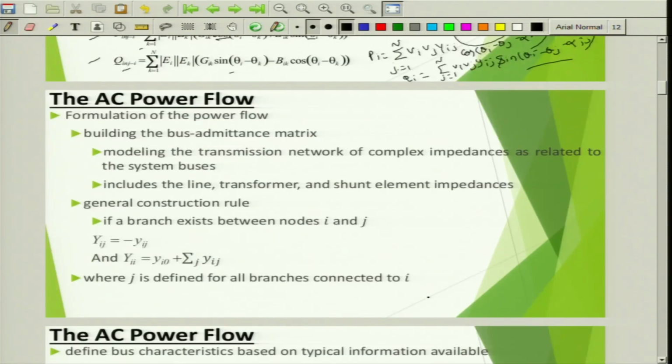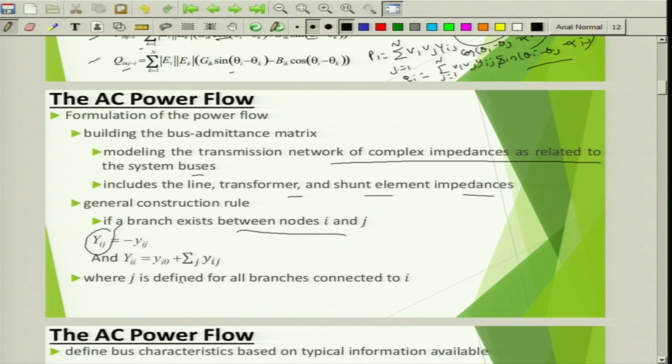So, building the bus admittance matrix, this is very important. To solve any load flow analysis, the bus admittance matrix needs to be known. Modeling the transmission network of complex impedance as related to the system buses includes the line, transformer and shunt element impedances. The general construction rule: if a branch exists between nodes i and j, then Yij is nothing but minus yij, the admittance.